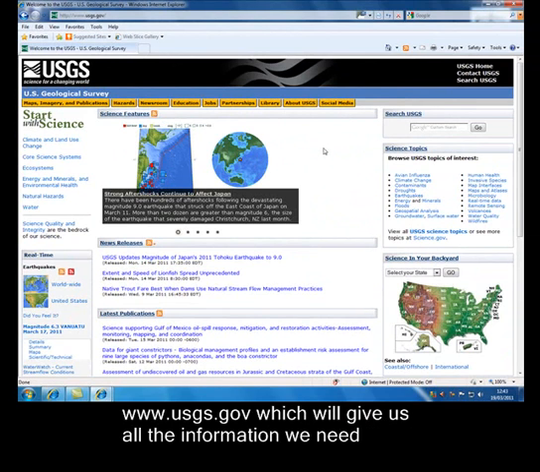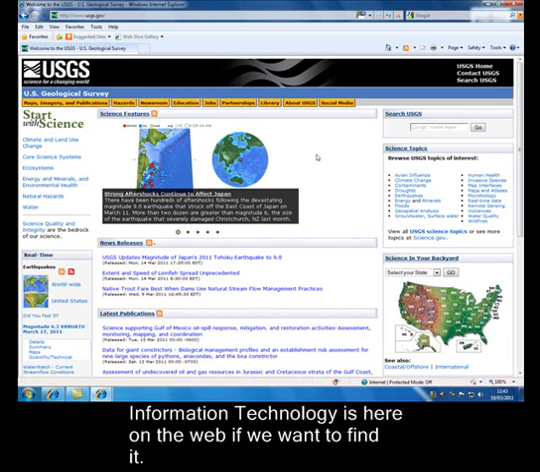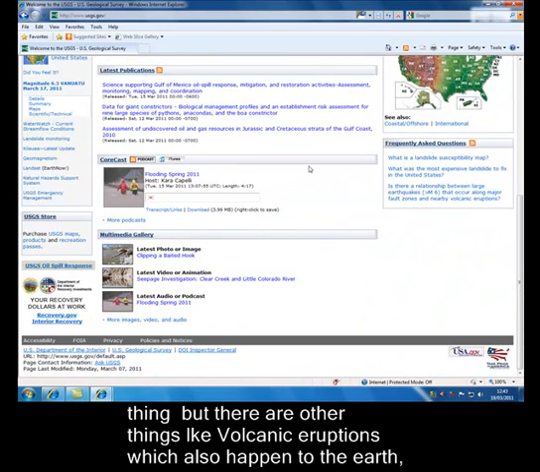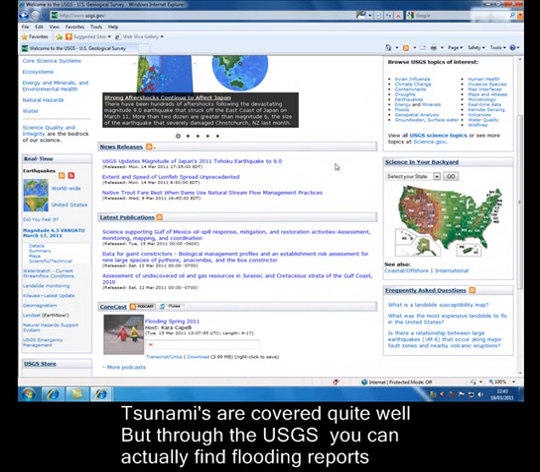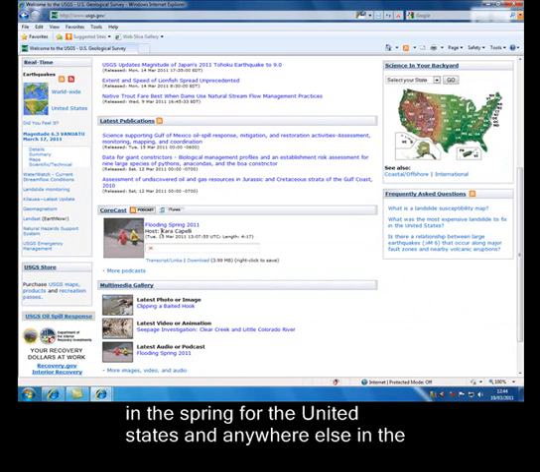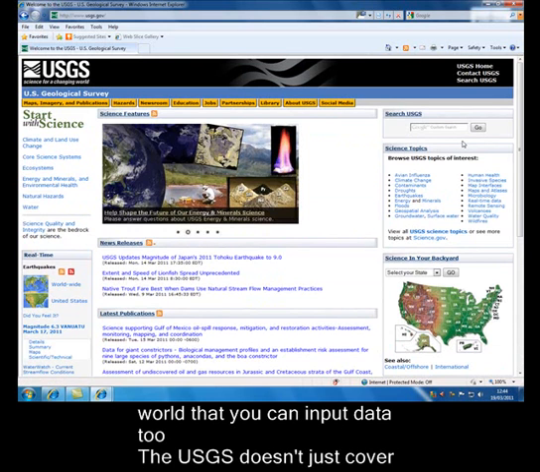And as I said at the start of this, information technology is here on the web if we want to find it. This may not be your idea of a pastime, searching for earthquakes and that sort of thing, but there's other things, volcanic eruptions, which also happen to the Earth. Tsunamis, obviously, they're covered quite well. But through the USGS you can actually find flooding reports in the spring. This will be for, can't see where it's from. Oh, it's blanked out there, that's why. Usually for different areas of United States and anywhere else in the world you care to input data to. The USGS doesn't just cover America, it covers the world.